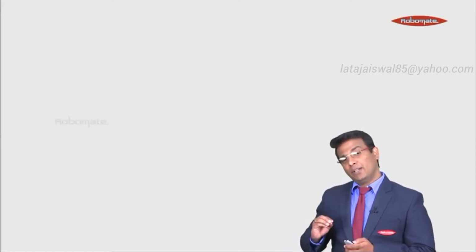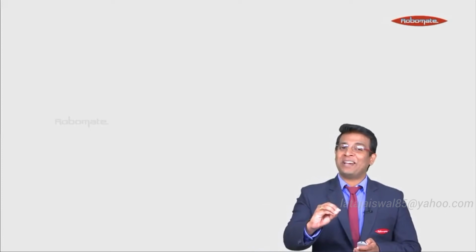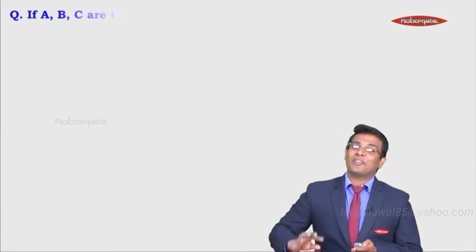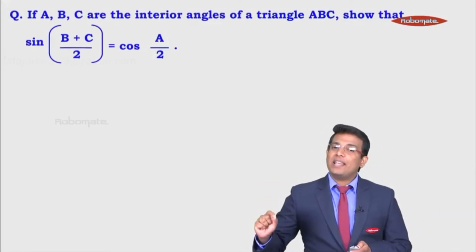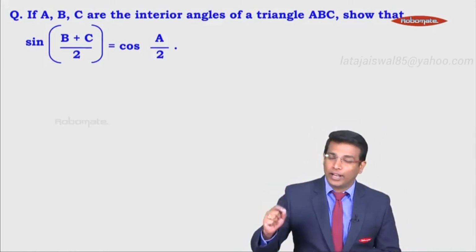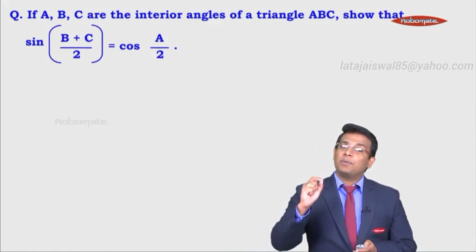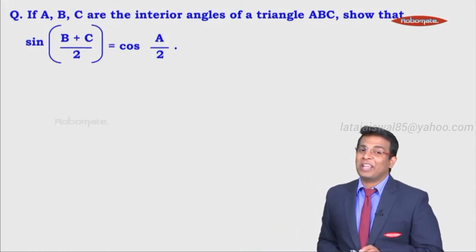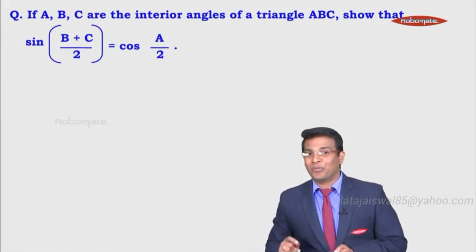across a very interesting and a very beautiful sum based on trigonometrical ratios of complementary angles. Let's see the sum first. It says if A, B, C are the interior angles of triangle ABC, show that sine of (B plus C) upon 2 is equal to cos of A upon 2. Now this is what we need to prove, right?